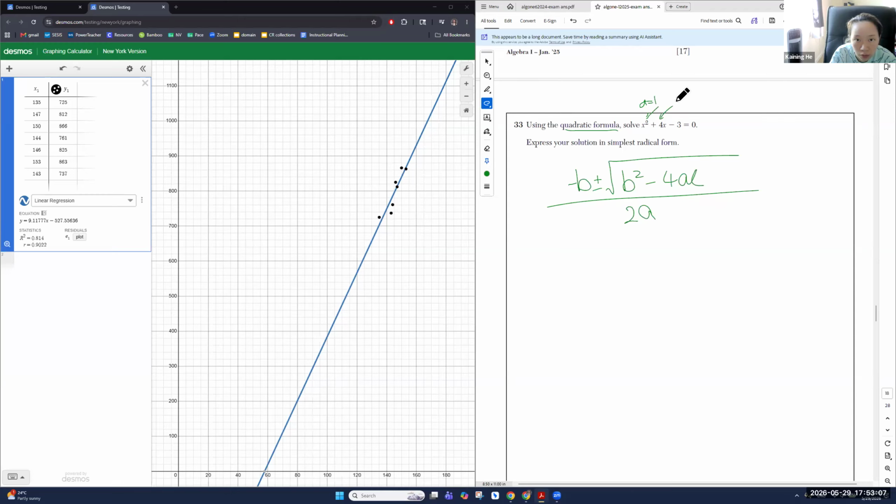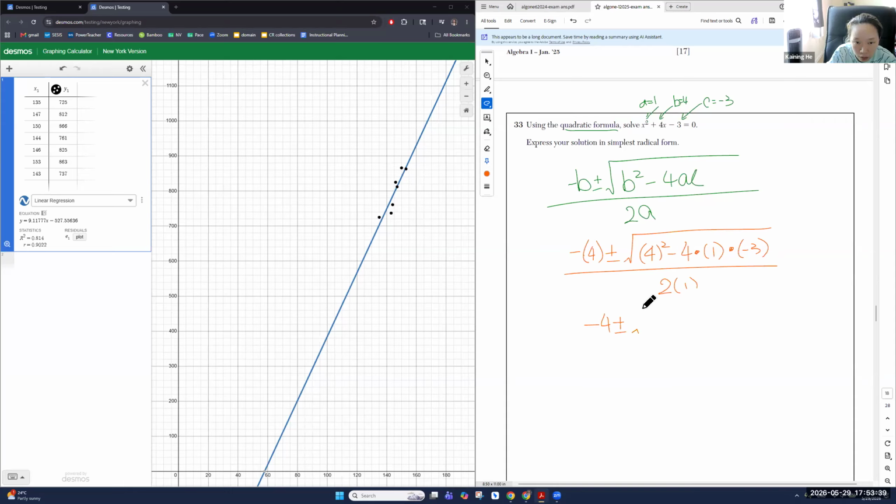Here, the coefficient is 4, so b equals 4, and here the constant is -3, so we're going to say c equals -3. And all you got to do is just plug in. So I plug in: negative b, which is negative 4, plus or minus the square root of b squared, which is 4 squared, minus 4 times a, which is 1, times c, which is -3, over 2a, so 2 times 1. And you plug in yourself.